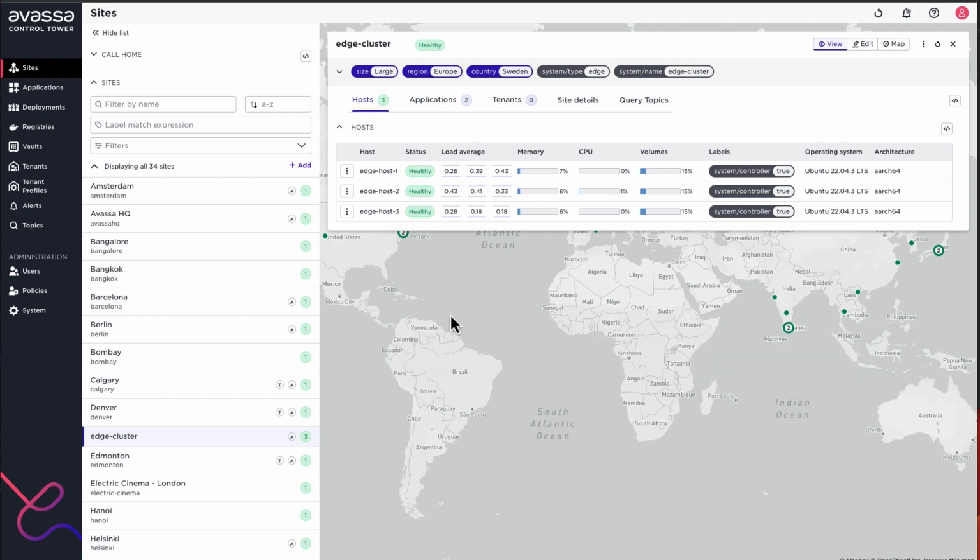We can start with an overview here. We'll start with sites, I will later move to applications. So here you get a list of all your sites that you have available. You get a status if they're okay or not, how many hosts you have in each cluster. So down here we see we have the 3-node cluster.